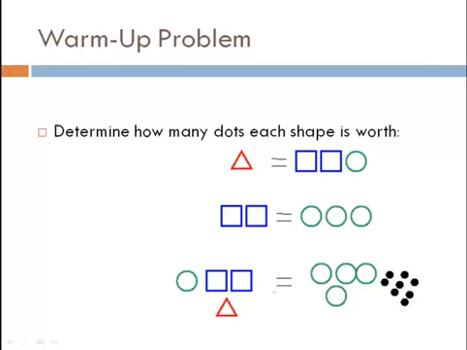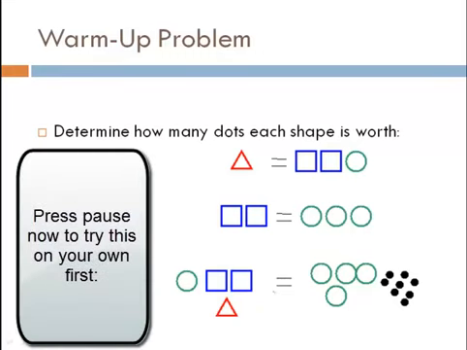Now, the key is that in each equation, a triangle is always worth the same amount, and squares are always worth the same amount, and circles are always worth the same amount, and I need to make all three of those equations true at the same time. So, why don't you hit pause, play around with it a little bit, and when you're ready, let's reconvene, and I'll show you how we can use some concepts to make some progress.